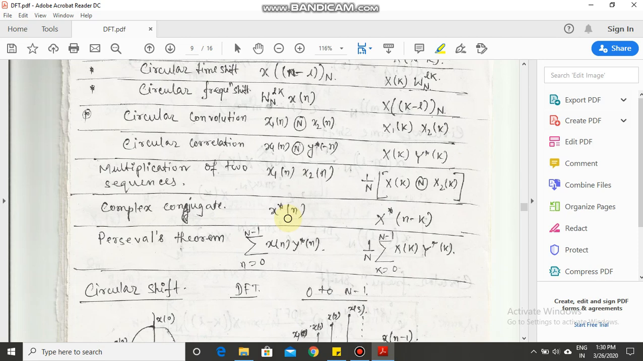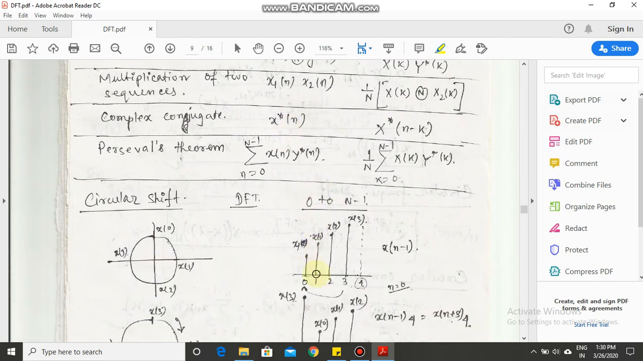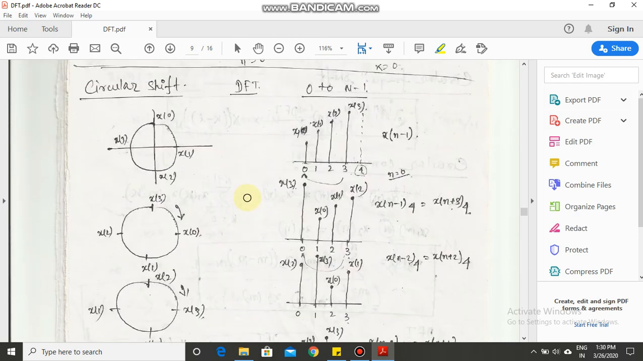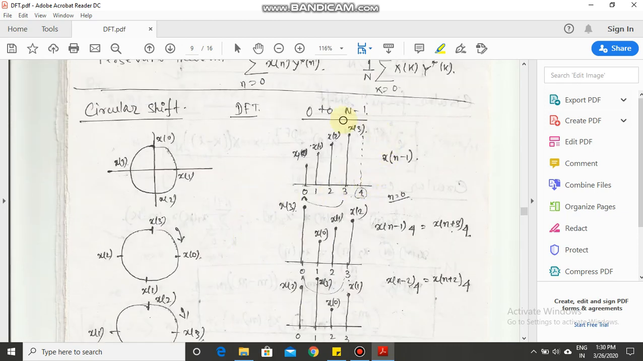Now what is a linear shift and what is a circular shift? I will explain by this diagram. Basically, suppose this is a sequence x of n defined from 0 to 3. Okay, and x of 0 is this value, x of 1, x of 2, x of 3. This is the magnitude of this.